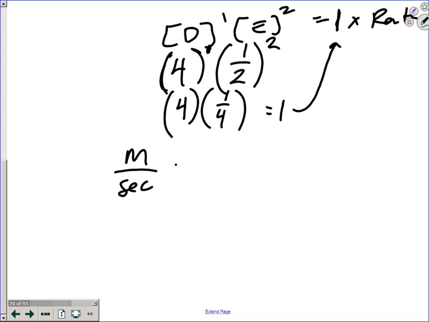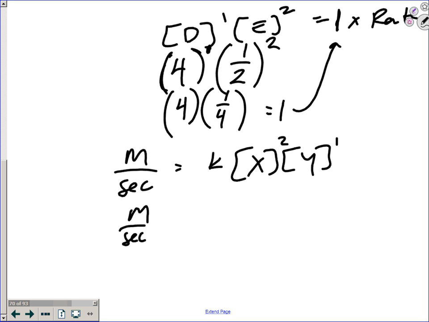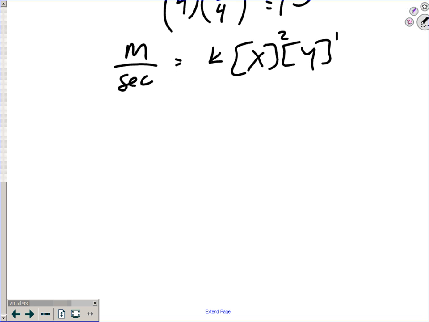Okay, so we have rate equal to K, X squared, and Y to the first. So this is molar per second. Actually, let's just solve for K. You guys have to learn how to rearrange equations or just look at these and determine how you can write K units to make this equal molar per second.